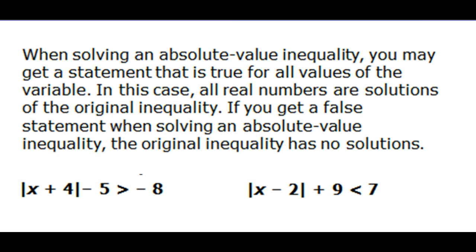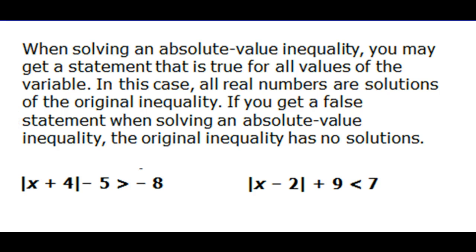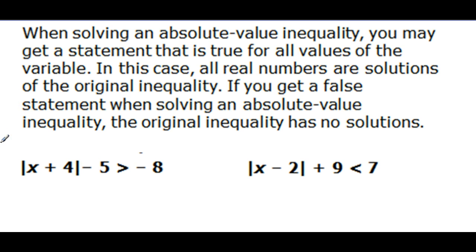Okay? Now, sometimes when you're solving these, you're going to end up with a statement that is always true. That means any variable is going to work, or that's always false. That's never going to work. And it's not as clear as it was before where the variable would disappear, but you have to be thinking logically. So let's look at these and see. I'm going to start here by adding 5 to both sides of this inequality, getting ready to solve it. And I get the absolute value of x plus 4 is greater than negative 3.